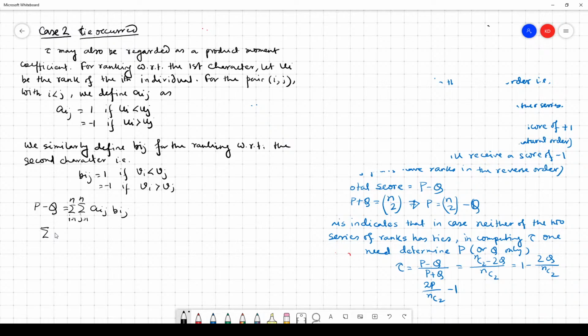See, aij square, that means, sorry, it is better to write p minus q should be the summation over i less than j. And if i less than j, aij square, that means it always takes plus 1, and how many? That is nC2, which is again equal to the summation over i less than j of bij square.